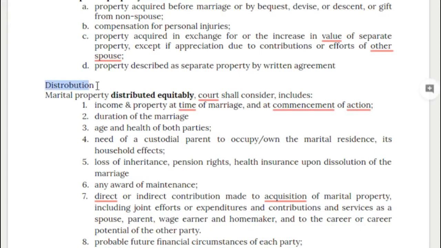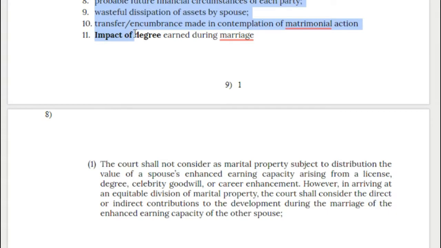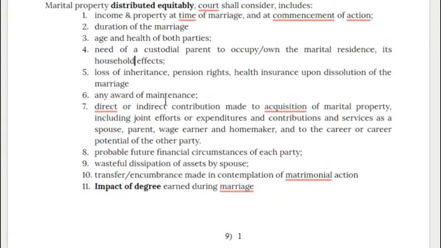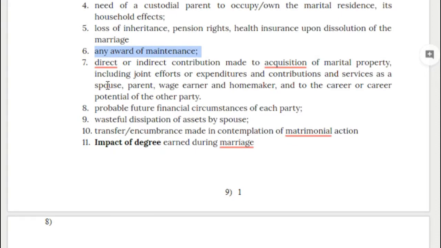So the next section we're talking about is distribution. Let me bold this so we can see. In distribution of marital property, distributed equitably, it says the court shall consider. So this automatically lets you know that these are factors. The courts are going to consider these, it seems like 11 factors. And these 11 factors, they make sense if you think about it, like duration of the marriage, for instance, health of both parties, to determine any award of maintenance. Because this is going to determine how the property is going to be distributed equitably. And this is what the court's going to use.